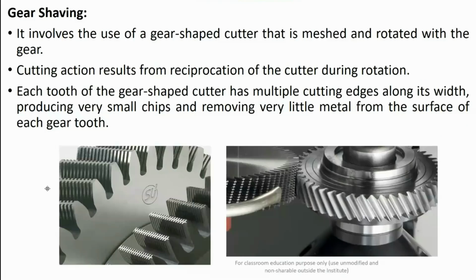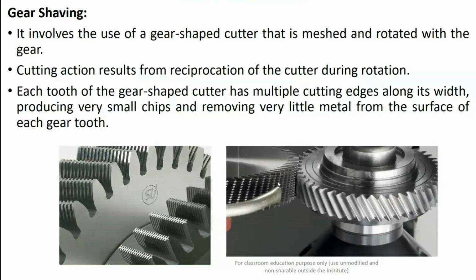The last process is your gear shaving. It involves the use of a gear shaped cutter. In our previous slide there was a gear cutter which had a solid single cutting edge, but here you can see this is a gear shaped cutter which has meshed teeth, with more cutting edges. It is meshed with your finished gear, and it is also given the reciprocating motion and also the rotary motion.